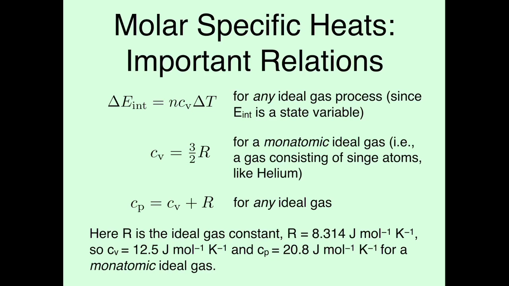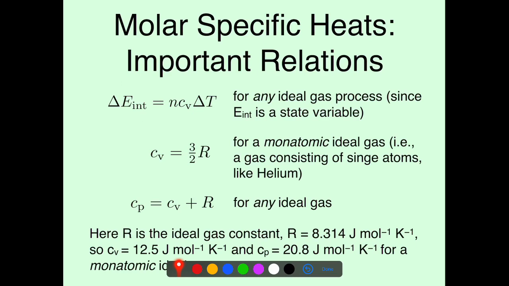So first, we have delta E internal is equal to N times CV. Remember, that's the specific heat for constant volume times delta T. This equation is true for any ideal gas process. So it doesn't matter how the process is carried out. We can calculate the internal energy change from this equation.